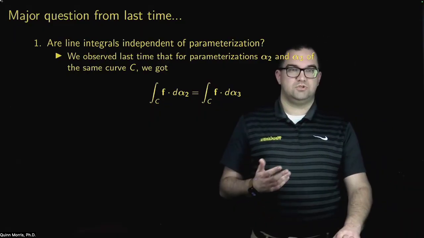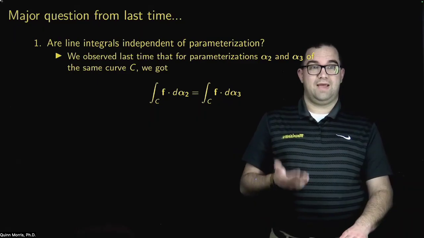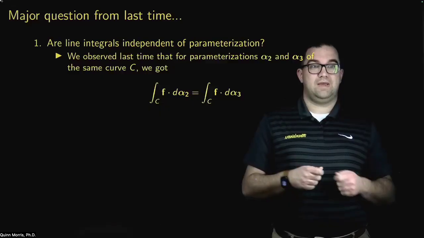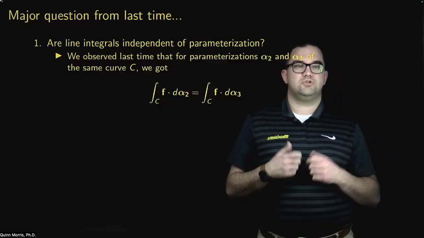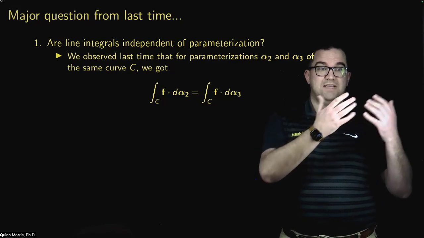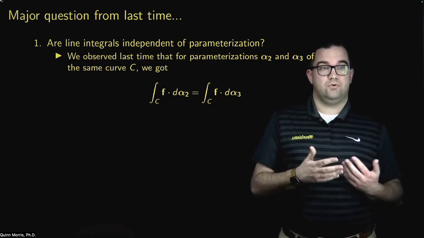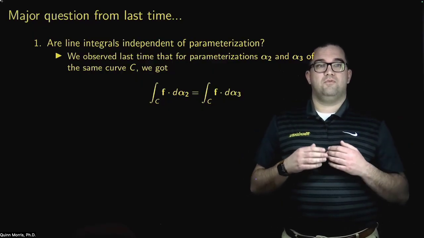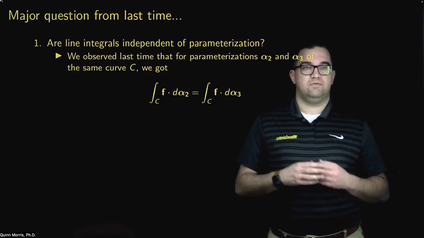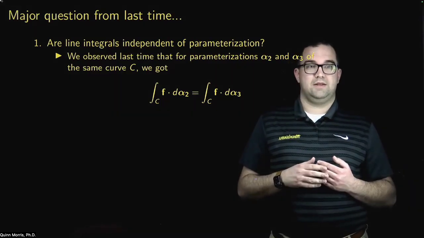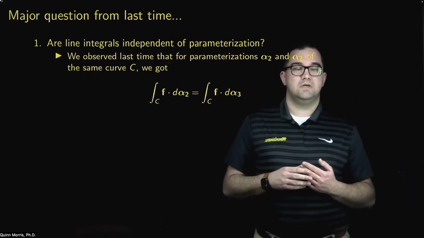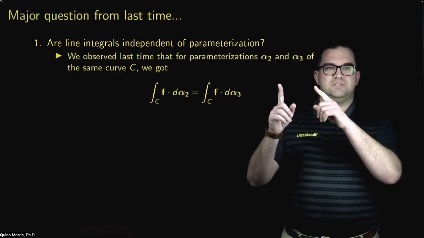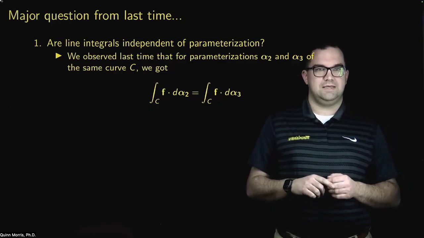Now, that was, of course, just for a particular vector field f, and for two particular parameterizations, alpha 2 and alpha 3, of a particular curve C. So there's no reason to believe that just based on that one example, this is true in general. So we want to explore this a little more in depth in this video. Now, before we can begin to formulate some sort of theorem about the independence of line integrals with respect to their parameterizations, we first need to think about what we mean by two parameterizations of the same curve C.